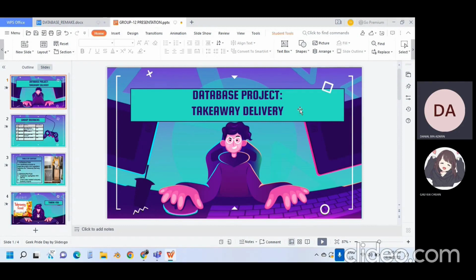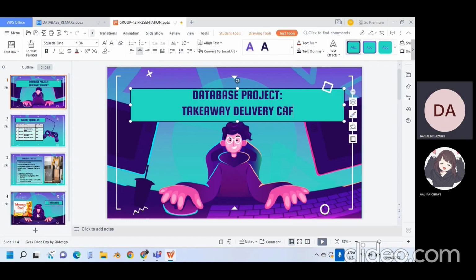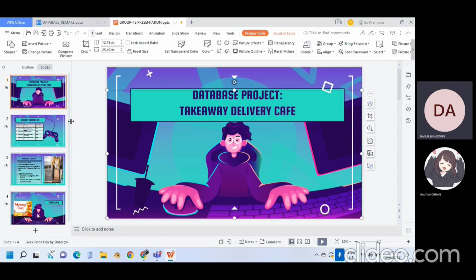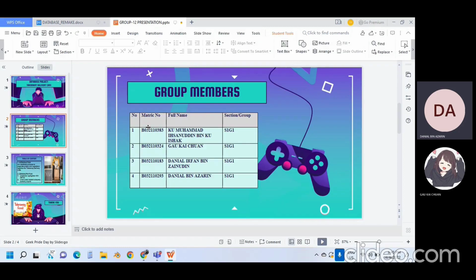So this is our group project, which is a database for a takeaway delivery cafe. And these are our group members: Muhammad Ihsanuddin bin Ishak, Gau Kai Chuan, Irfan bin Zainudin, and also myself, Danial bin Azarin.